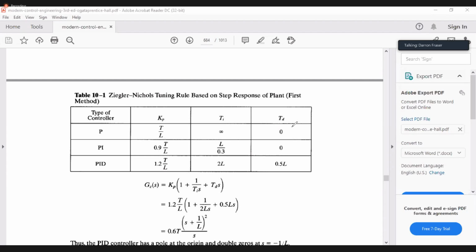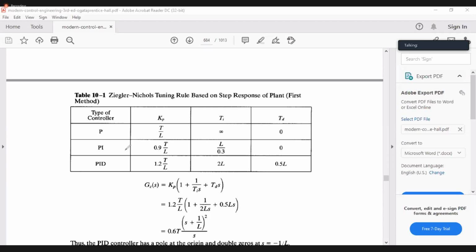If the transfer function is known, then we can work out T and L and K analytically. If the transfer function is not known, then all we do is plot the graph, like I said before, draw the tangent line, find the K, find the L, and find the T.